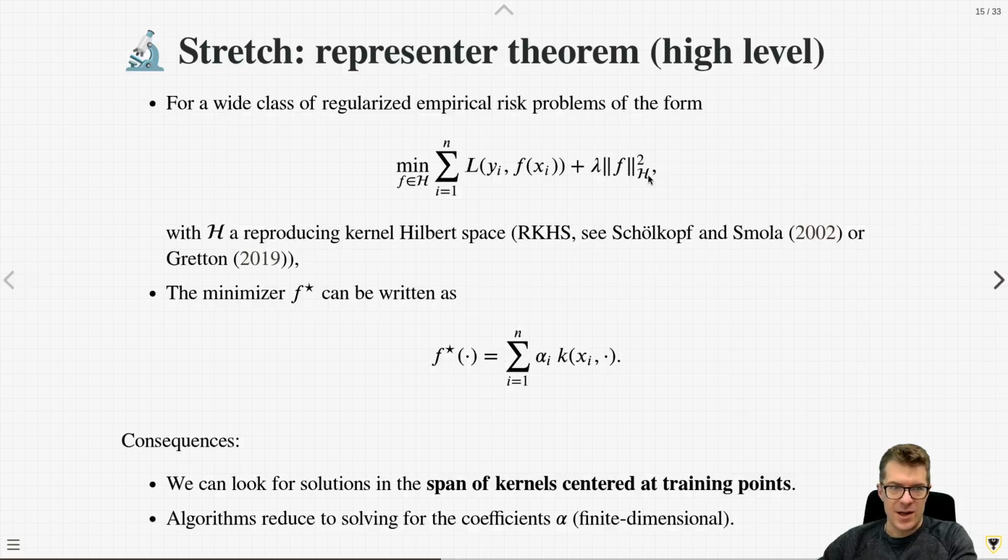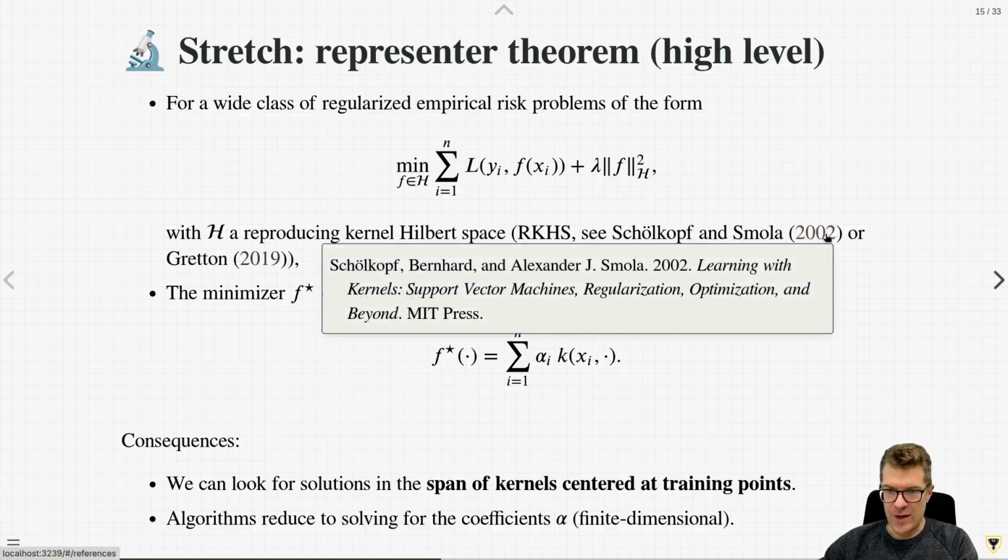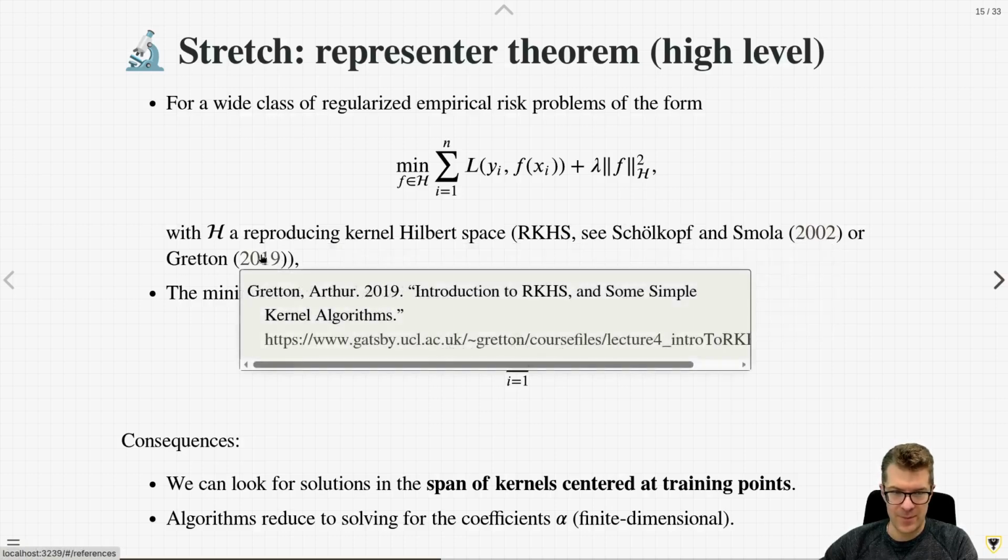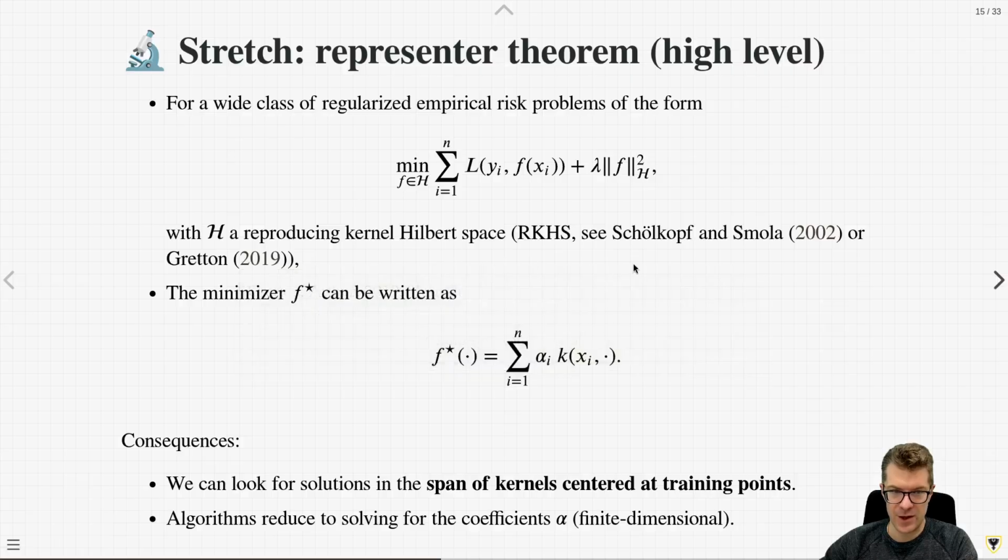This H is a reproducing kernel Hilbert space, or RKHS. You can read these papers or this book and this website if you're interested in learning more. The minimizer, f star, can be written this way. We saw something very similar a moment ago. This is the sum over all your data points of alpha sub i times the kernel of the training data x sub i and whatever argument you're giving it, which could be a data point to do inference on. This is your minimizer.